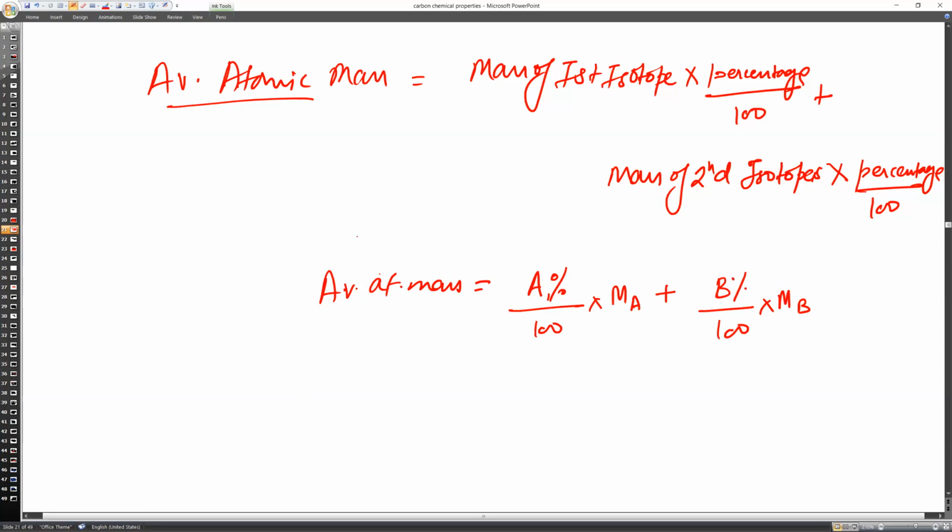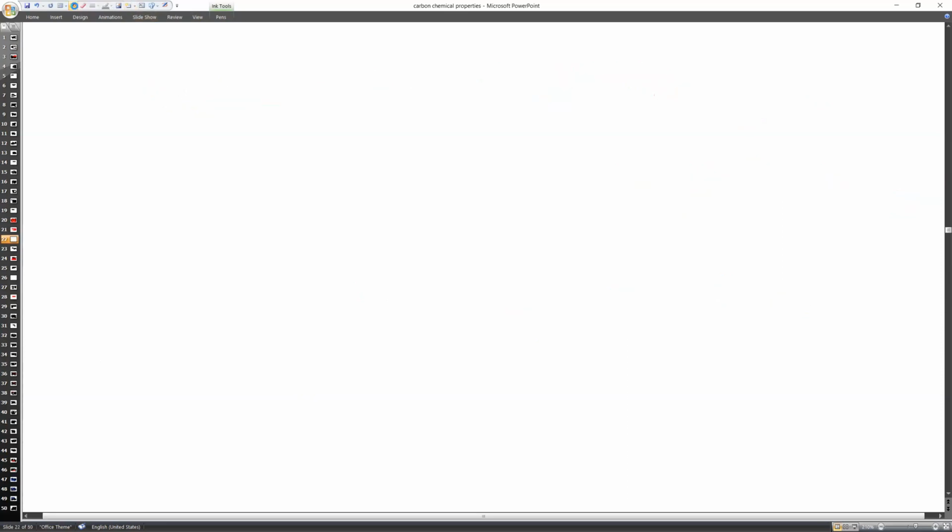So here in the test paper, there are two isotopes. One isotope of oxygen is carrying mass 16. Another isotope is carrying mass 18. And let this be 80% present. Then tell me the average atomic mass of oxygen atom.